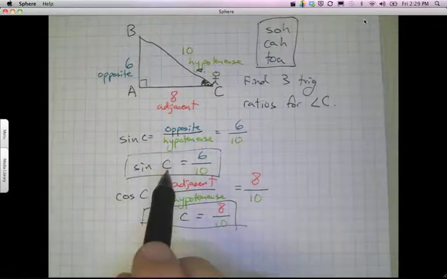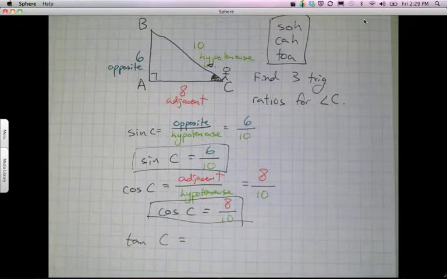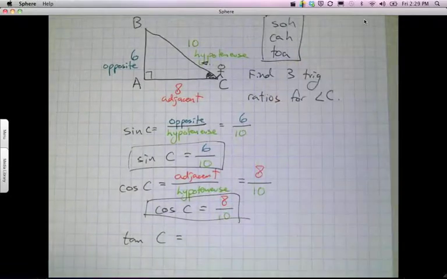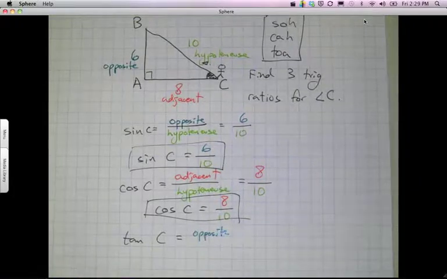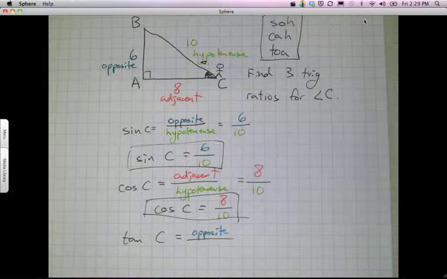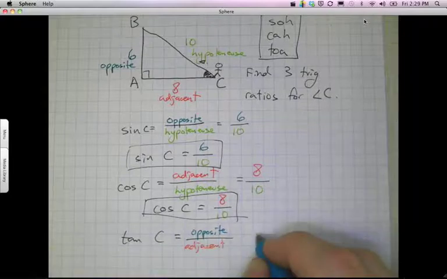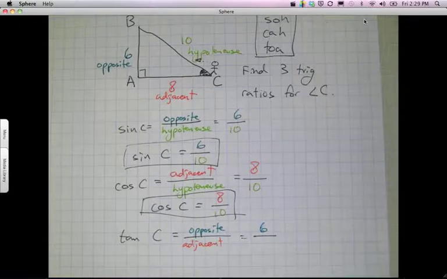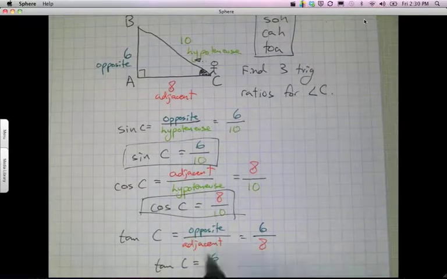And the last one is going to be my tangent. So tangent of C is equal to what? TOA, so it's opposite over adjacent. So opposite is 6, exactly, divided by 8, which is adjacent. Perfect, you're getting this. This is awesome. So this opposite is going to be 6 divided by the adjacent, which is 8. And there you go. Tan C is equal to 6 divided by 8. Good job, Eric.